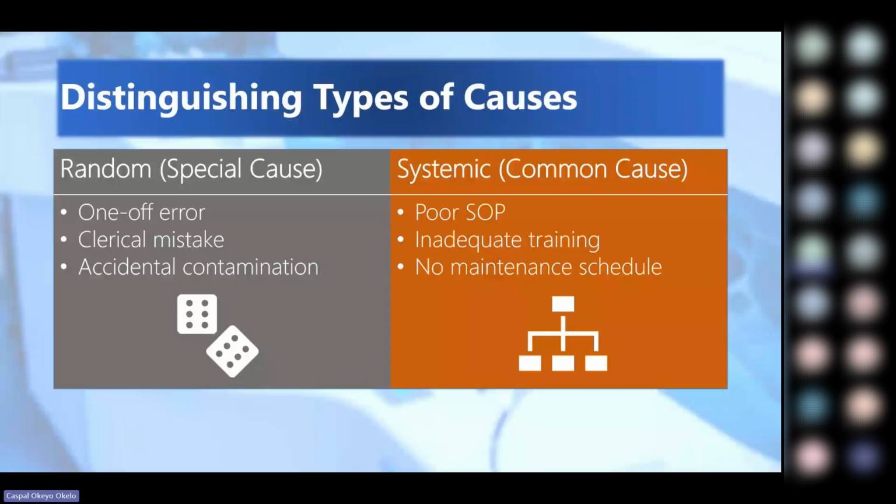And this is why some labs fail EQA repeatedly. You find that they're failing on the same analyte repeatedly because they are treating systemic causes as random events. And as leaders in laboratory practice, we must learn to recognize patterns. One outlier may be random, but repeated bias always indicates a system issue.